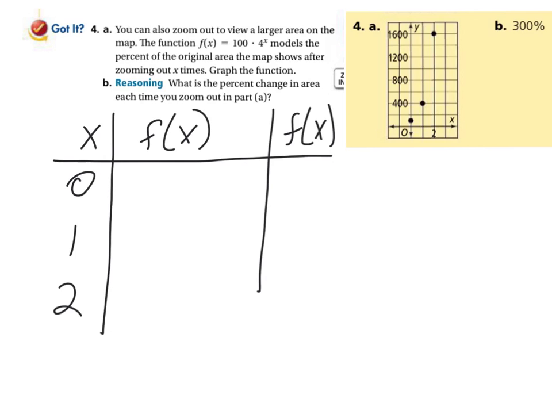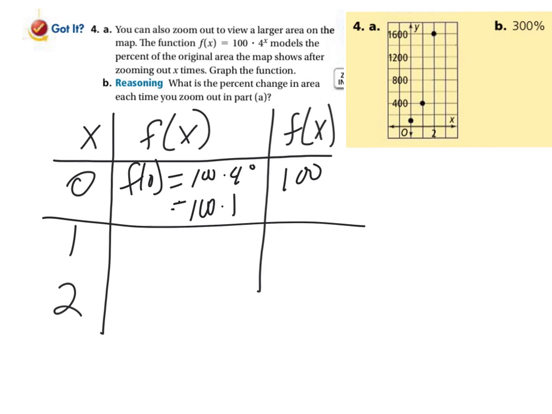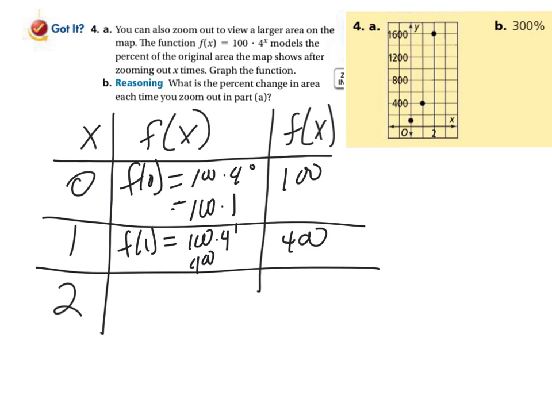So, f of 0, we're going to actually plug that in for you to make sure you recognize that. F of 0 equals 100 times 4 to the 0 power, which, by the way, is 100 times 1, which is 100. F of 1 is 100 times 4 to the first power, which is obviously going to be 400. And f of 2 is 100 times 4 squared, which is going to be 1600.